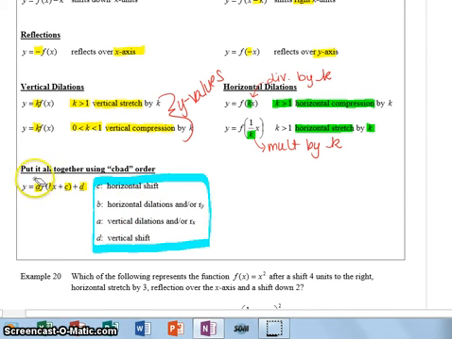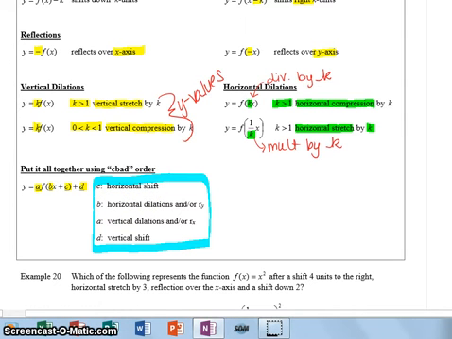Day 2 was, what if there's a negative on the outside? It's a reflection over the x-axis. Or what if there's a negative in that B spot? It's a reflection over the y-axis. We also talked about if the A on the outside was a number, that's your vertical stretches and compressions, which is your A. Inside the parentheses would be your horizontal stretches and compressions, which is line B.